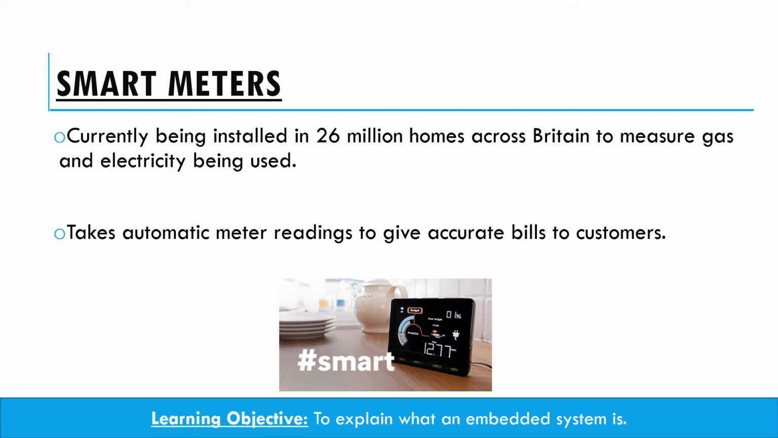Smart meters are being installed in many homes across the country. They're used to monitor the amount of electricity and gas that is being used within a household. They can then send a reading directly to the energy provider so that bills can be made more accurate for people, and they only pay for the energy that they have used.